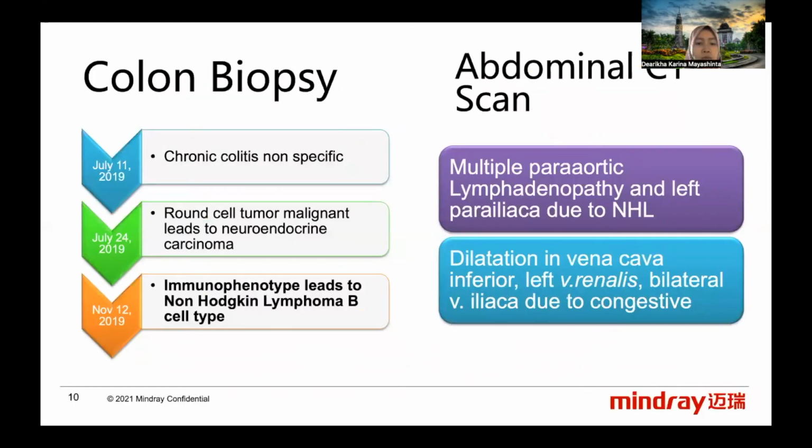The colon biopsies were performed 3 times. The last one on November 12, 2019, colon biopsy with immunophenotype examination leads to non-Hodgkin lymphoma B-cell type. From abdominal CT scan, we found multiple para-aortic lymphadenopathy and left para-iliaca due to NHL, and dilatation in vena cava inferior, left vena renalis, bilateral vena iliaca due to congestive.